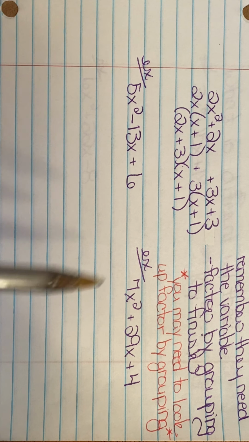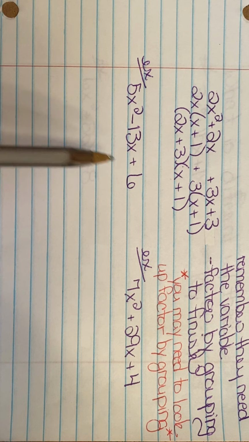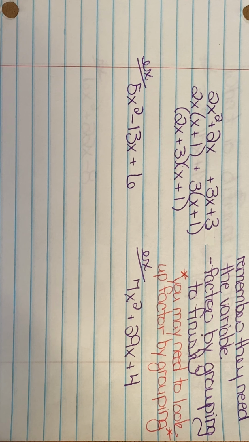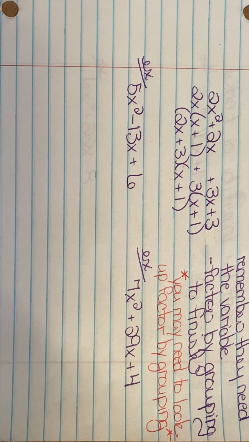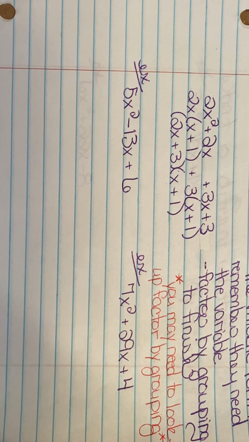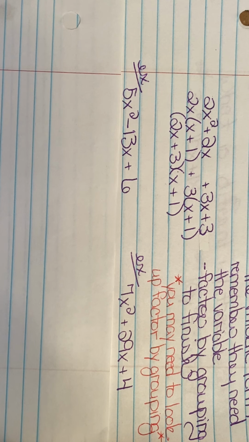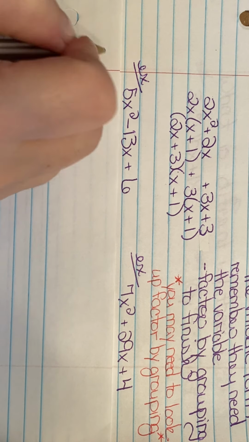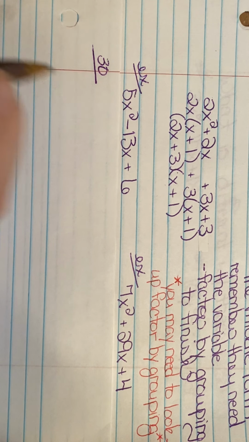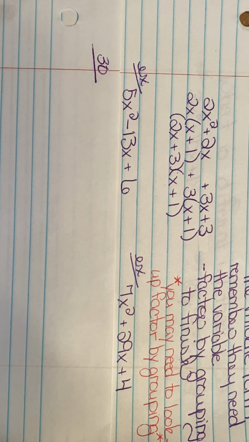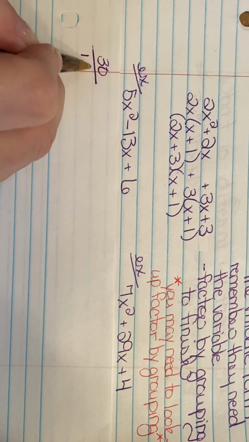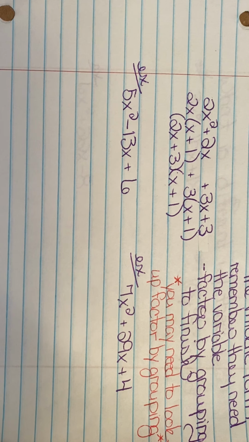Okay, so the first thing we have to do is take our coefficients of 5 and 6. We're going to multiply them together, and you're going to get a 30. Okay, so that means I'm going to have a 30 over here. I just need to list all the factors of 30. So 1 and 30.